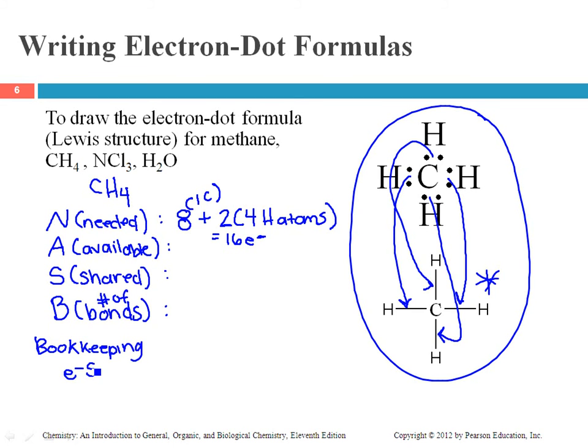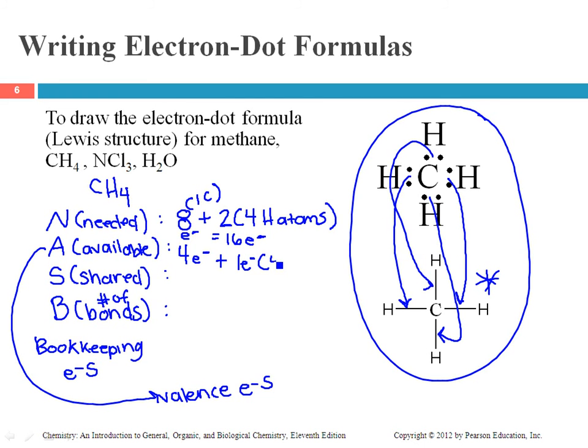Available corresponds to the valence electrons. We can come up with this by looking at our periodic table and what group we are in. If we find carbon, it's in group 4, so it has 4 electrons. And hydrogen just has 1. It has atomic number of 1, it's in group 1, and so it's going to have 1 electron.